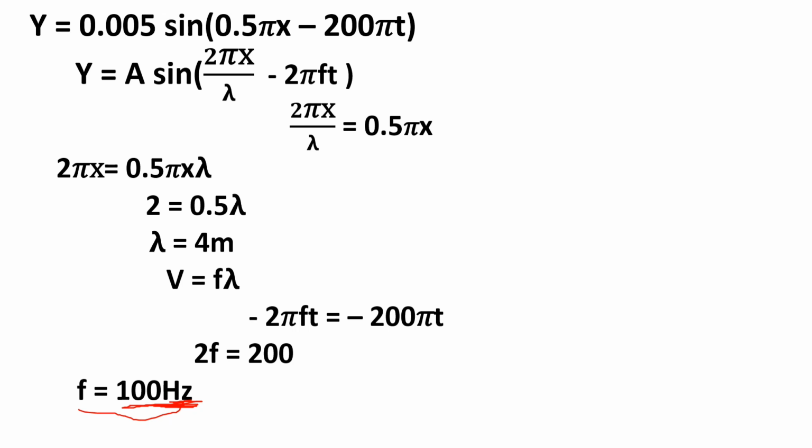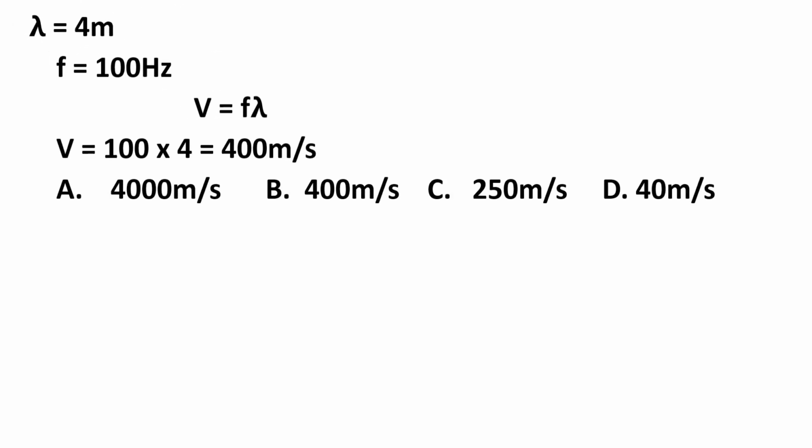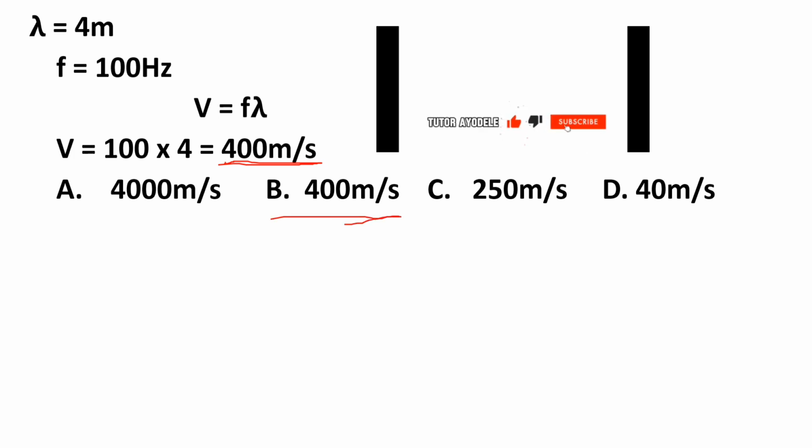Okay, now I've gotten the value of frequency to be this, and I've gotten the value of our wavelength to be this. I think the next thing is to substitute them into the formula. So when we substitute them, we have frequency, which is 100, times the wavelength, which is 4. If you multiply them, we have 400 meters per second. And which option best describes that? Option B is the correct answer.